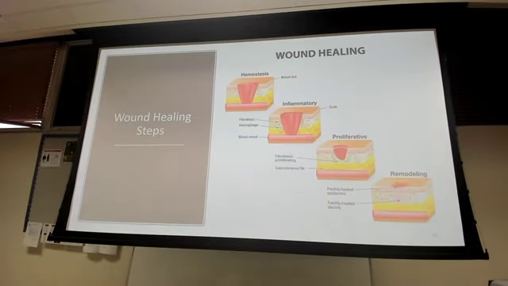So, wound healing. We're going to use the skin as our example of wound healing because it's the easiest to get your head wrapped around. Certain tissues heal a little bit differently, but the skin itself goes through all the stages of wound healing. So that's what we're going to use as our example.